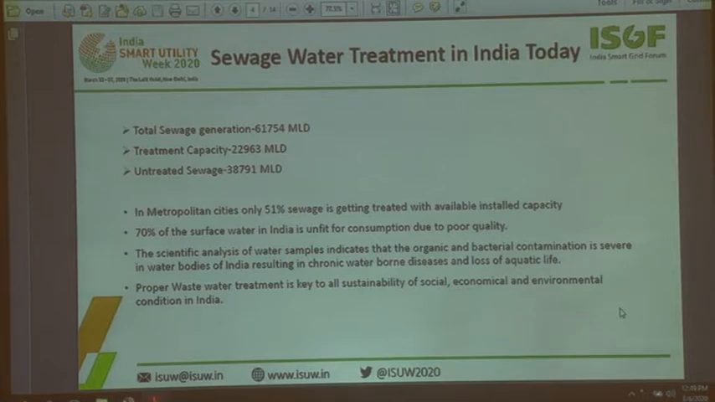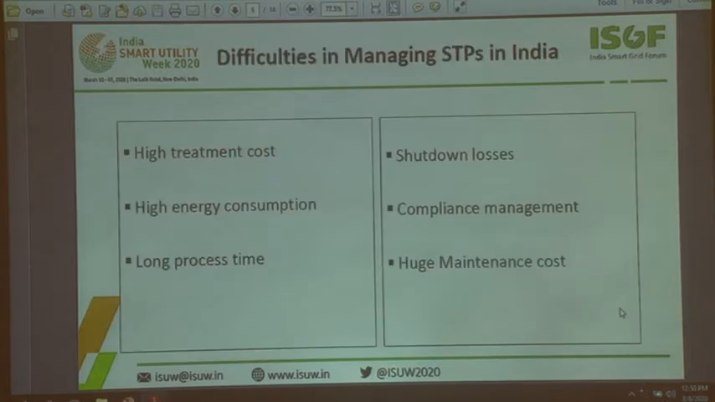Scientific analysis of water indicates that we have organic and bacterial contamination, which is pretty severe in water, and is the main cause of lessening the quantity of usable water. So even if water is available, it is not available for drinking or for household purposes. So proper treatment of water is important. So that's what my presentation is about.